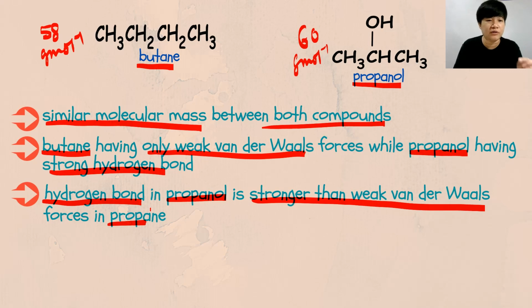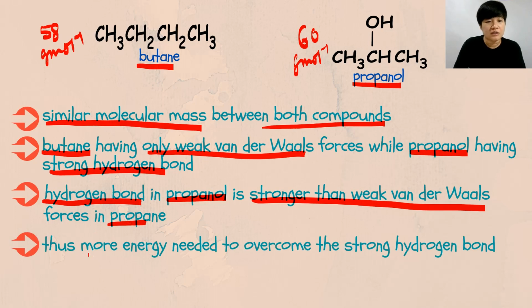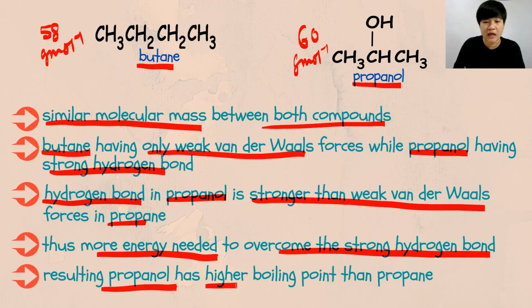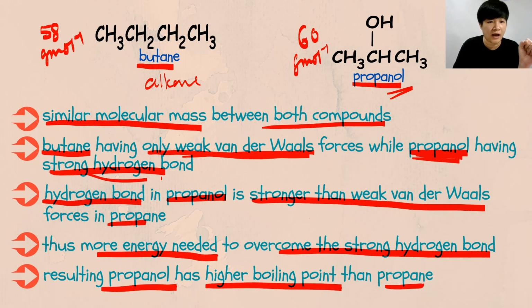Okay, hydrogen bond is stronger than van der Waals forces is a must over here. As a result, you need more energy to overcome the strong hydrogen bond in the propanol, and the boiling point in propanol will be higher than butane. Simple, easy. So when you're comparing your alkane and your alcohol, we will definitely talk about type of intermolecular forces. Butane has only weak van der Waals forces, your alcohol has strong hydrogen bond. Okay? Simple. And to be honest, that's it for this video.